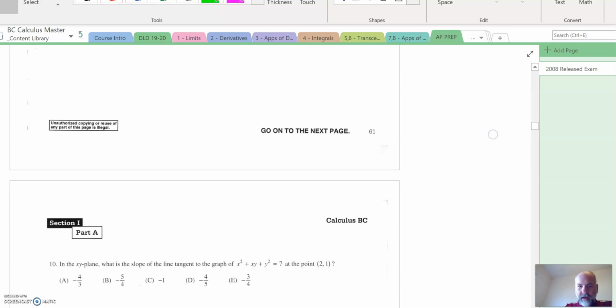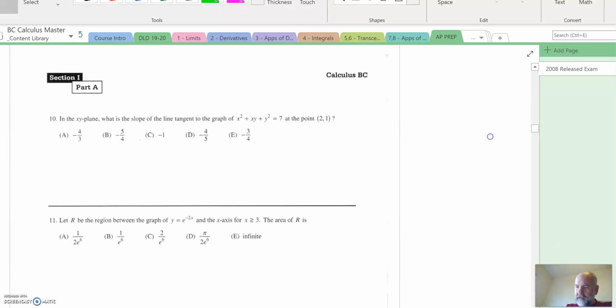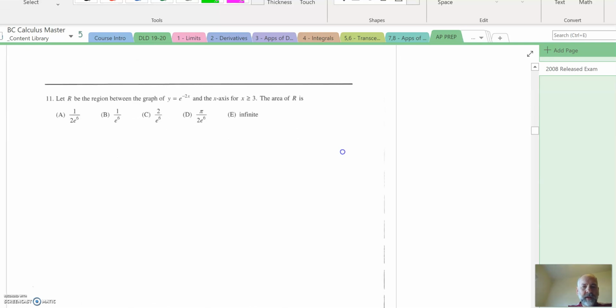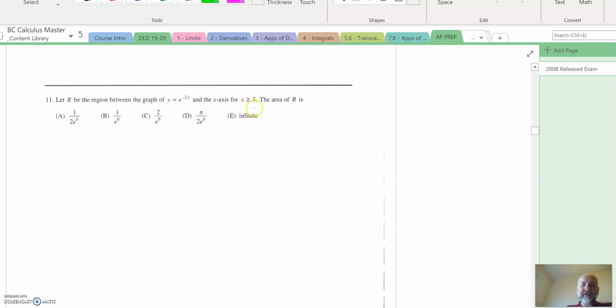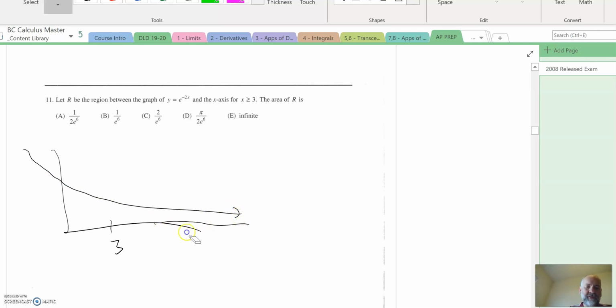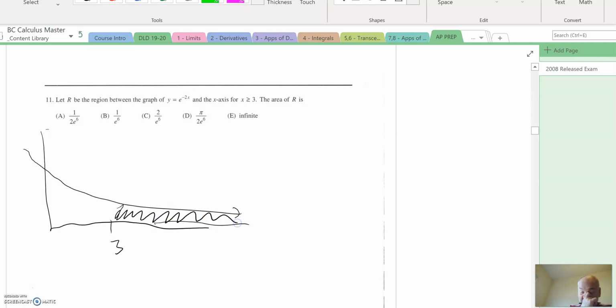Next one, that was 8, 9, and then 11. Let R be the region between that and the x-axis for x greater than 3. So, okay, this is an improper integral, right? So it's going from 3, and we're finding the area of R, and e to the -2x is like an e to the -x, but shrunk. It's going to look like that. And we're finding the area from 3 to infinity. Okay, so it's just an integral. And it could be infinite, so I've got to watch out for one that diverges.